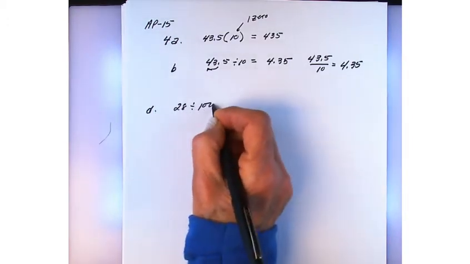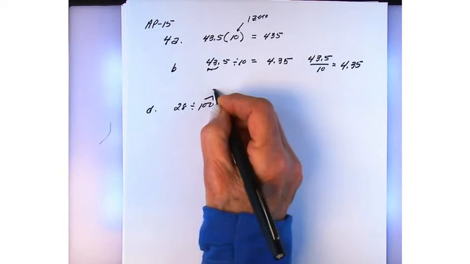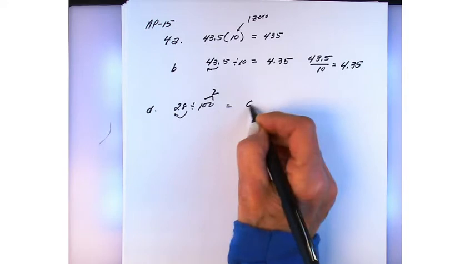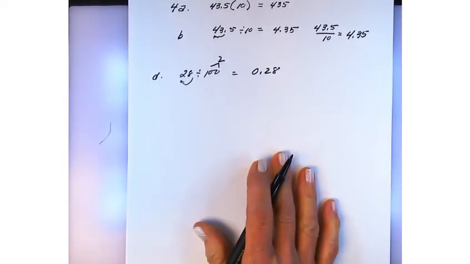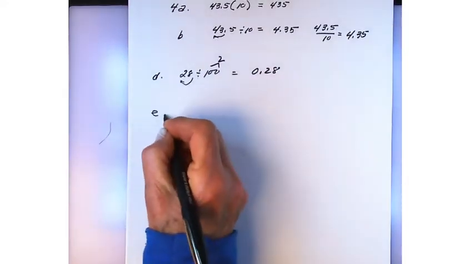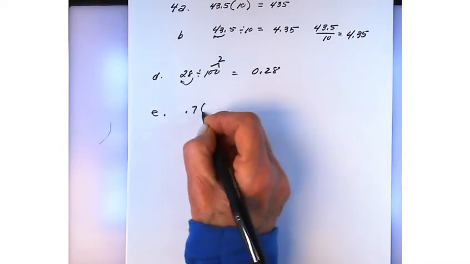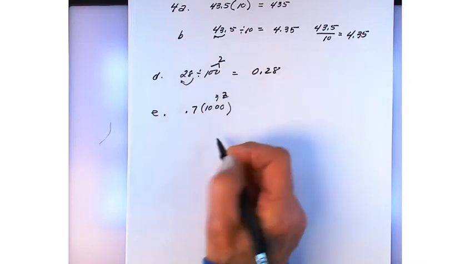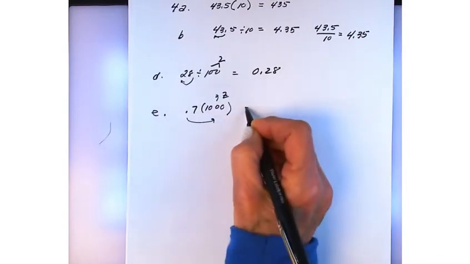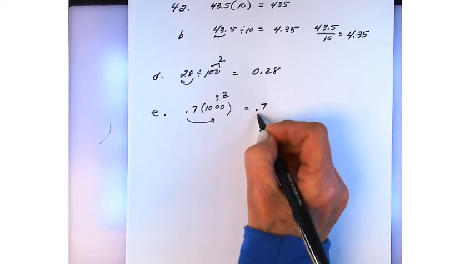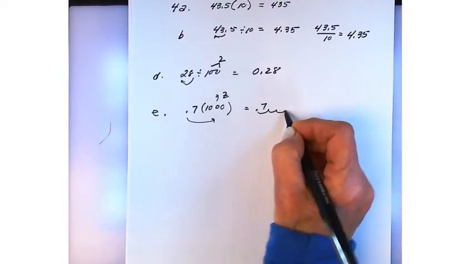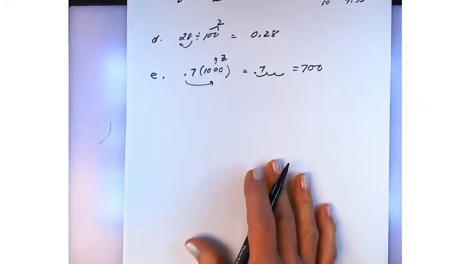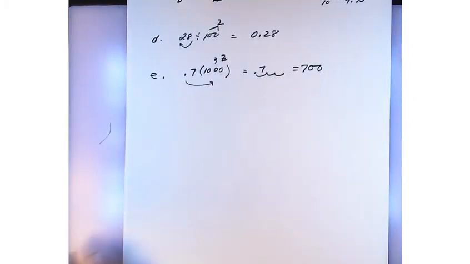28 divided by 100, 2 zeros. That tells me I've got to move it 2 places to the left, and I get 0.28. 0.7 times 1,000, 3 zeros. That tells me I'm going to move it 3 places to the right. 0.7, 1, 2, 3, gives me 700 there. So very easy to multiply and divide by multiples of 10.